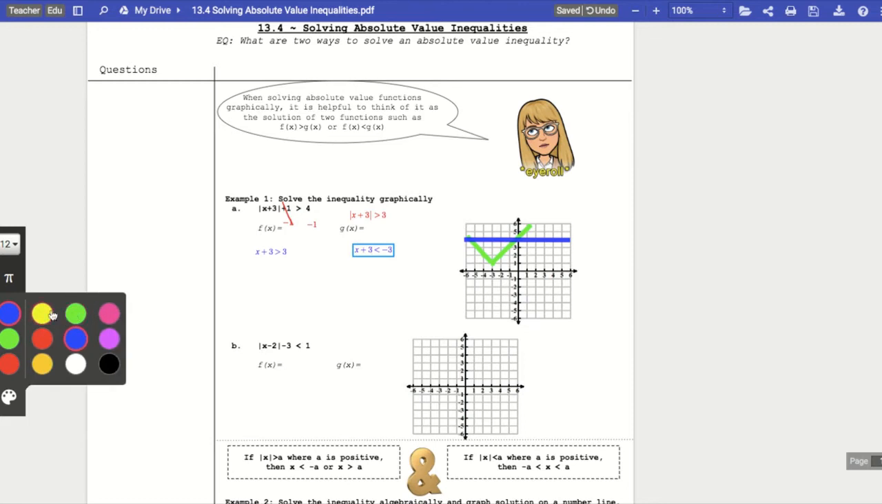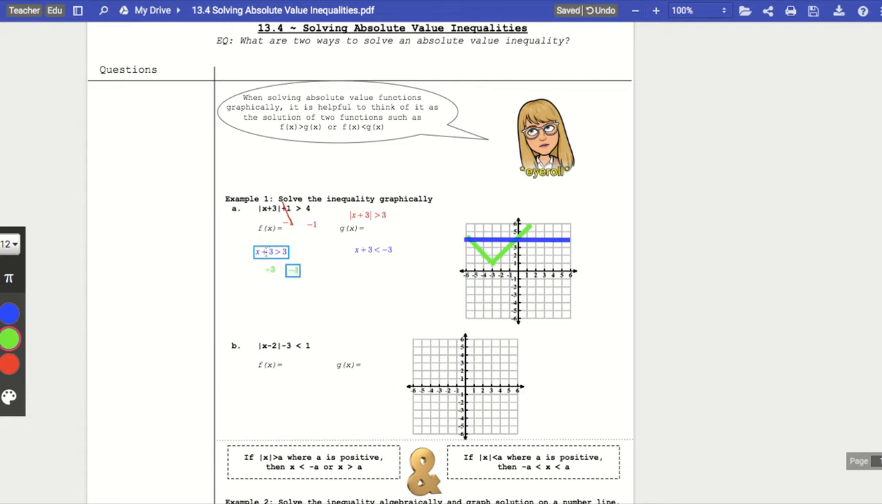So then I just solve. I'm going to start by subtracting 3 from both sides. When I subtract 3, I get x is bigger than 0. And then on the right, when I subtract 3 from both sides, I'm going to get x is less than negative 6. What this means is that I'm going to shade to the left at negative 6, and then I'm going to shade to the right at 0, because I want all the x values that are bigger than 0, but also all the x values that are less than negative 6.